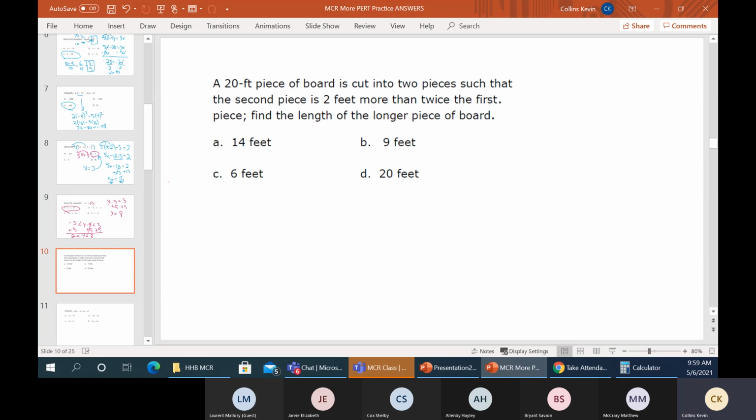Well, I don't know about C, but how do you cut up a board that's 20 feet long and still have a board that's 20 feet long? Yeah, I think Shelby's got the idea, so it's D. So D's out. All right, go ahead and work on that one a little bit, and then we'll talk.